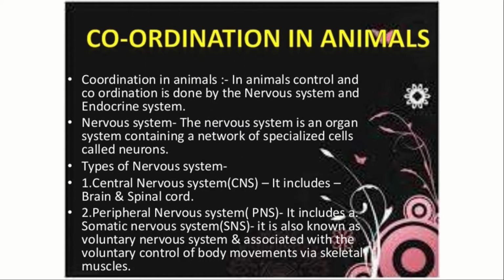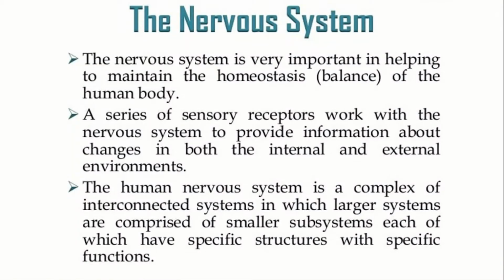The next one is the peripheral nervous system, in short PNS. It includes the somatic nervous system, which is known as the voluntary nervous system and is associated with voluntary control of body movements via skeletal muscles. Let us know more about the nervous system.